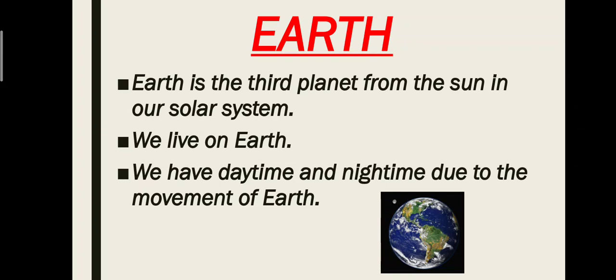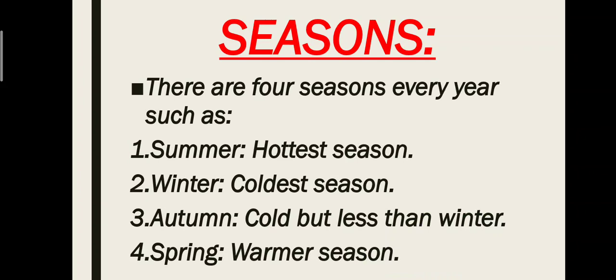Now, moving on towards the seasons. As you know, there are overall 4 seasons every year. The first one is the summer season, the second one is the winter season, the third one autumn, and the fourth one is spring. Now, the summer is the hottest season. On the other side, the winter is the coldest season. But autumn is a cold season, but it is not that much cold as compared to winter. And the last one is the spring season, which is the warmer season.